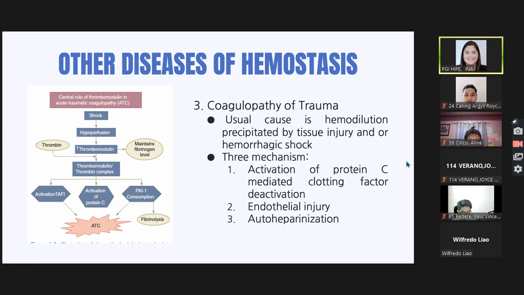So traumatic brain injury may also induce coagulopathy of trauma through a consumption mechanism by the release of large amounts of thromboplastin. So that's your three mechanisms.